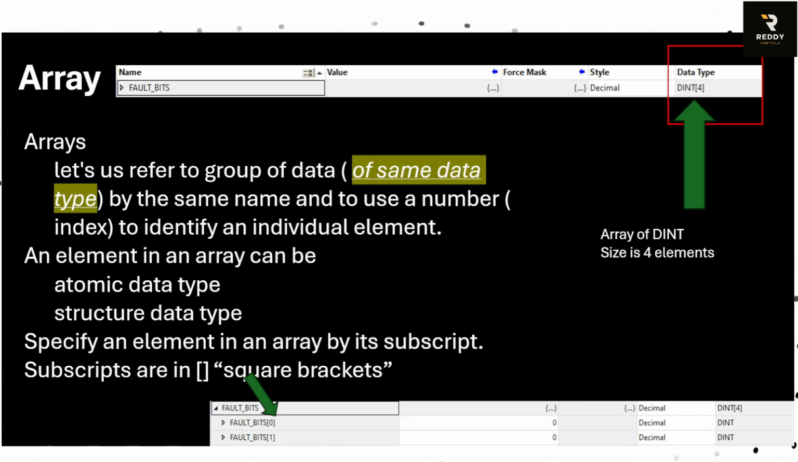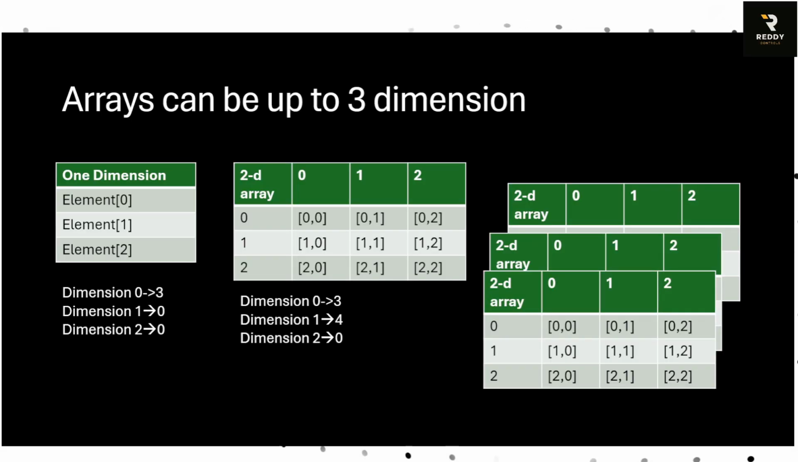Think about it like a single column with multiple rows. Each row is an element of an array, and arrays can be of up to 3 dimensions in Allen-Bradley PLCs. This is a single dimension array. Think about it like a single column: elements 0, 1, 2 and 3. Since an array has 3 dimensions, in this example our first dimension is 3 because I have 3 rows, row 1, row 2 and row 3. The second dimension for the columns is 0, and the third dimension is also 0 here.